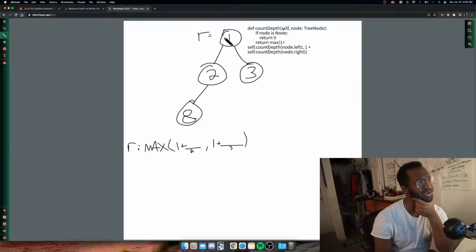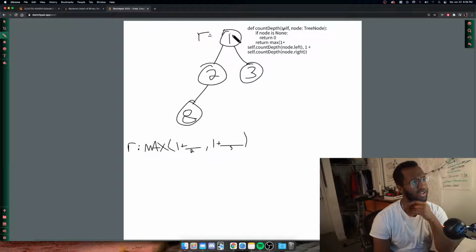So we said, well, R is clearly not none, so we have to return max of 1 plus self.countDepth node.left, or the max of this one or this one. And that's what we have here. So we have the max of 1 plus, and the max of 1 plus the right node, or the right subtree. And so the line I've put under here means we don't have the value yet, but I've put 2 to signify what node that would be.